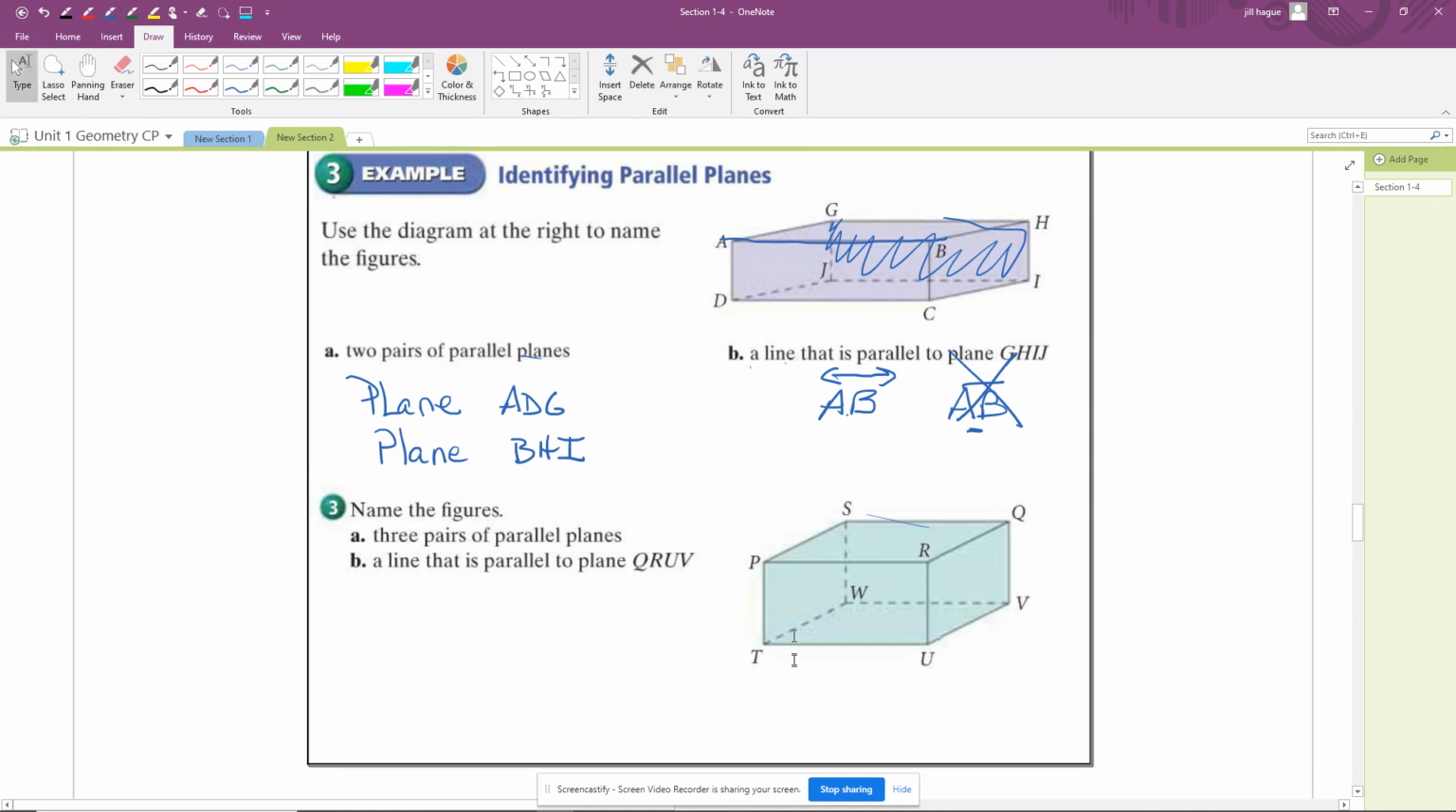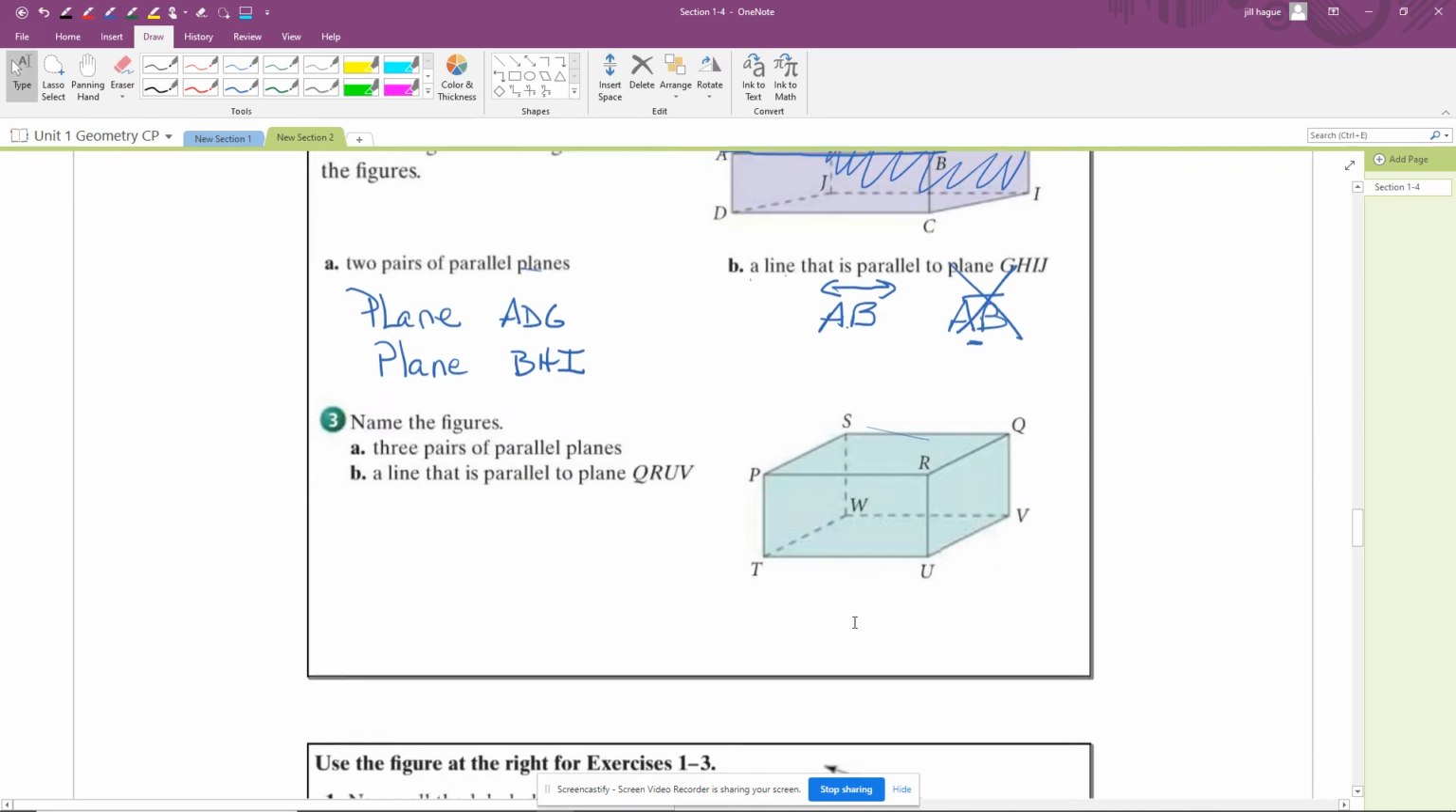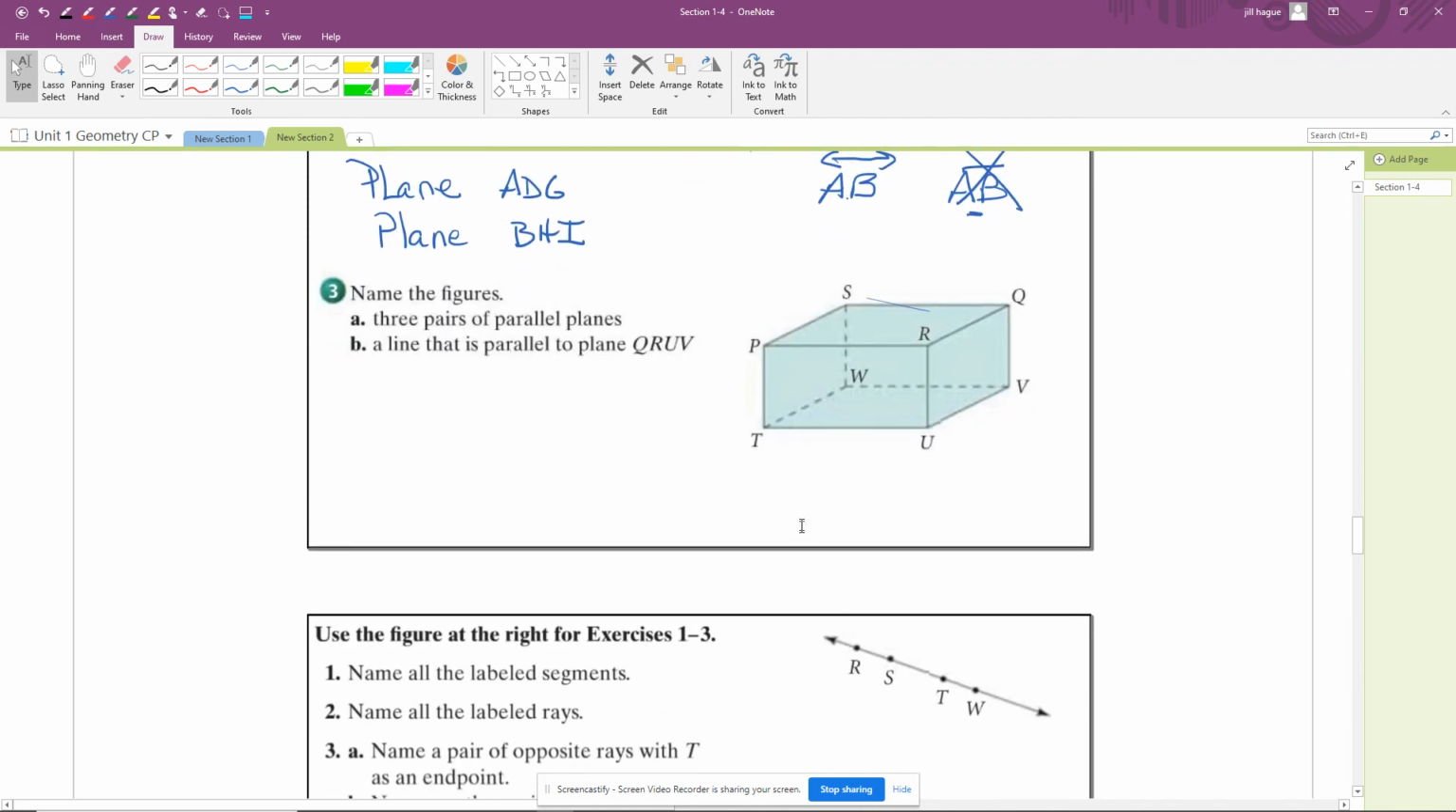All right, and this is more of the same stuff down here. What are 3 pairs of parallel planes? So the 3 pairs on here are the left and the right, the top and the bottom, and the front and the back. Use 3 letters to define them, okay? And then a line that is parallel to QRUV, that is this side.